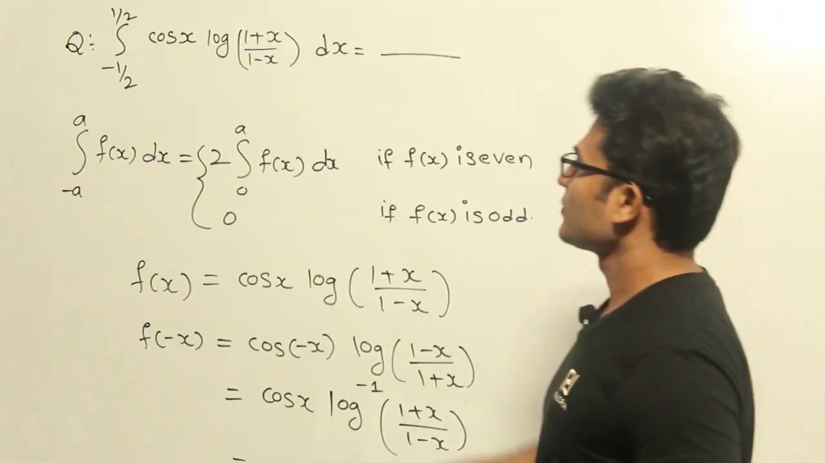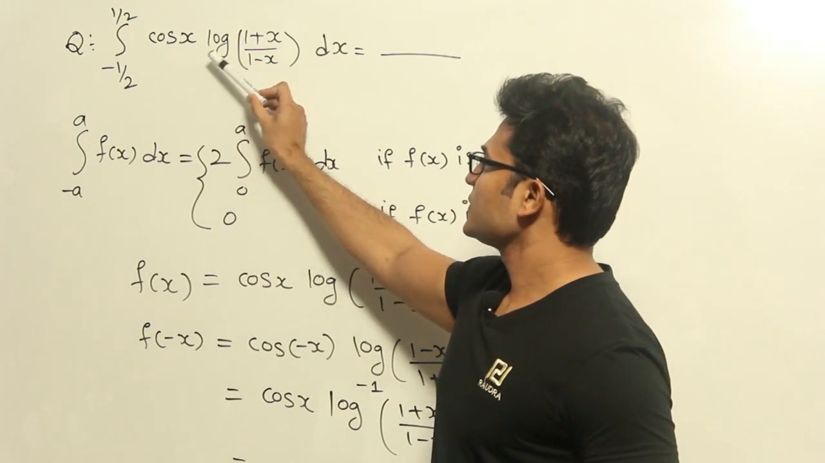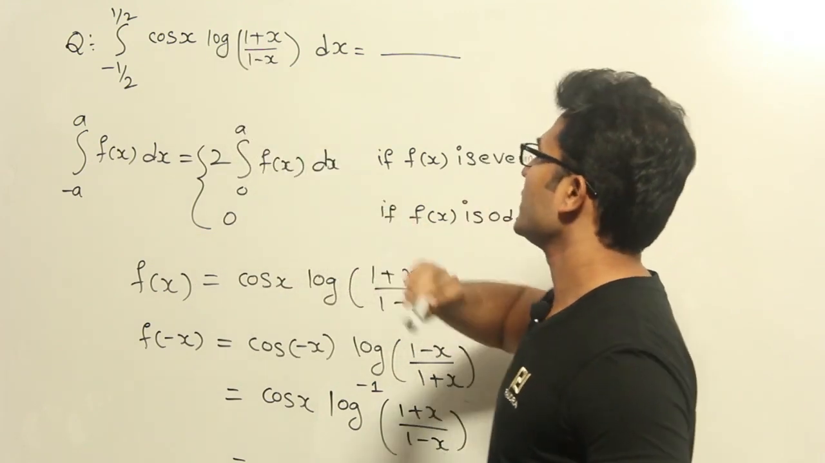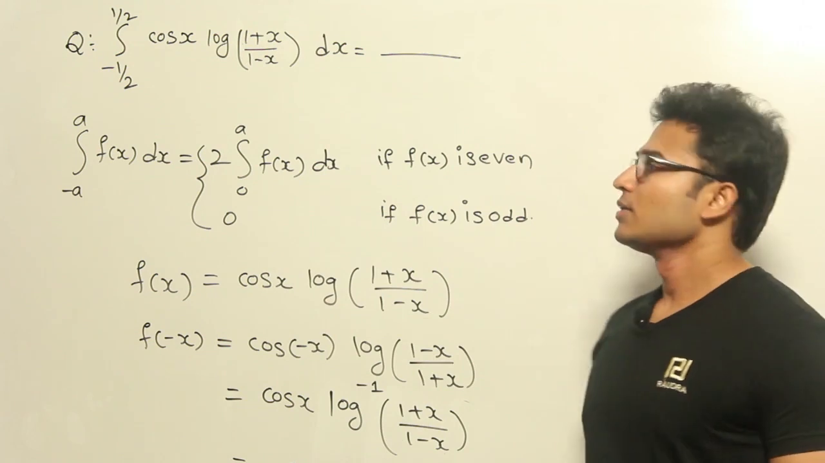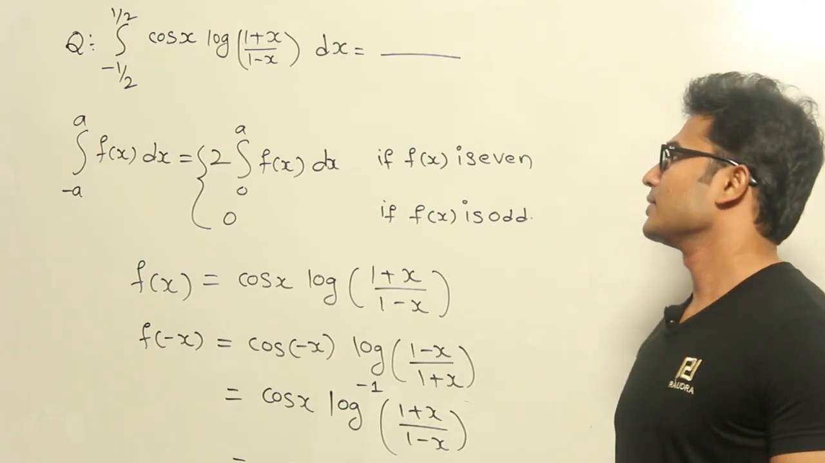Now let's see this question. Integral from minus 1 by 2 to plus 1 by 2 of cos x into log of (1 plus x) by (1 minus x) dx equal to. So in order to solve this one, we are going to use a property. The property is like this.